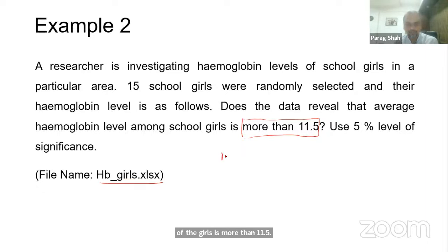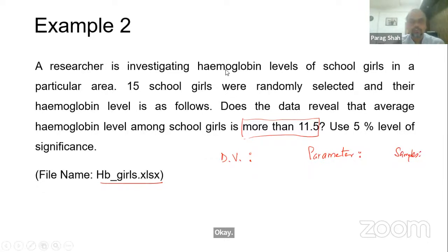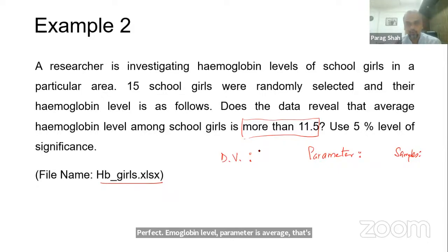So chalo, we'll start with our logic. Decision variable, parameter, samples, then we'll decide null and alternative. Perfect. Hemoglobin level parameter is average. That's great. And samples are 1. So decision variable is hemoglobin level. Parameter is average. Sample is only 1.